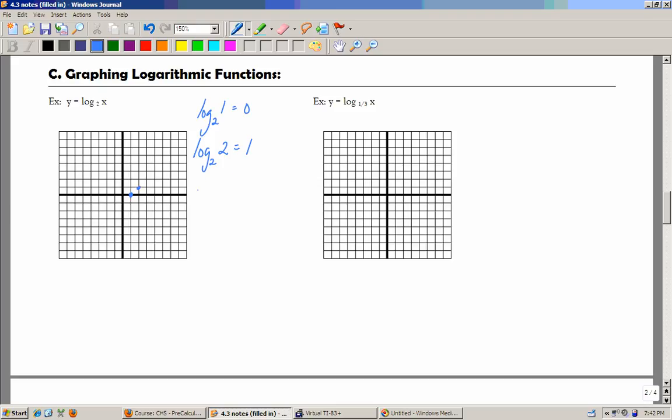If you want to put in a couple more points, that's fine, like log base 2 of 4 is equal to 2. So 2 to the second is 4. If you want to go backwards, you want to think like 2 to the negative first power is 1/2. So if you graph those last 2 points, when x is 4, y is 2. And when x is 1/2, y is negative 1.